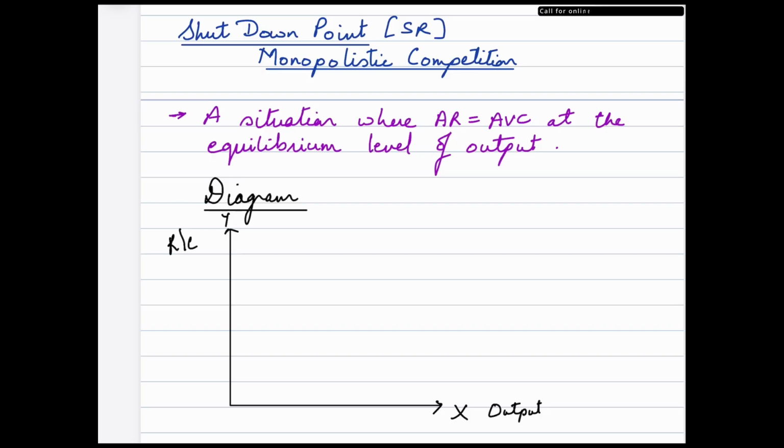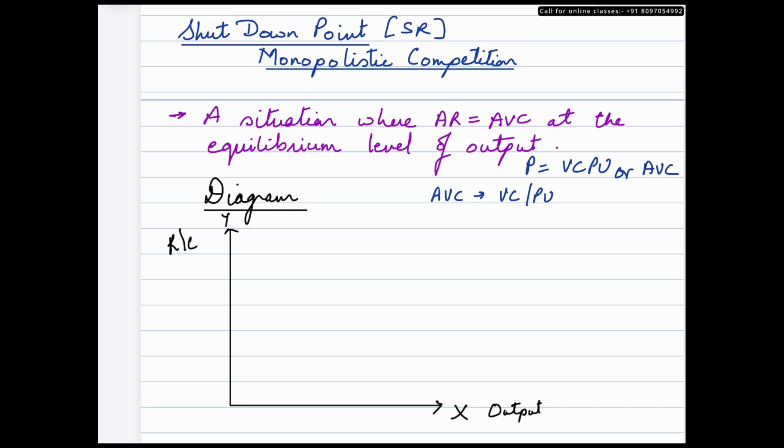So shutdown point is a progression of minimum losses. Firms are already making losses, and when they encounter a certain situation, the firms would decide to close down or wind up their operations. What is that situation? That situation is when average revenue or price is equal to the average variable cost. Since average variable cost is variable cost per unit, it is exactly equal to the average revenue. That is, whatever the seller is earning is exactly equal to his variable cost per unit, or average variable cost.